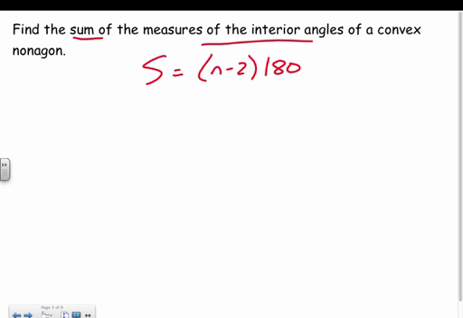Or it doesn't matter, I could write it the other way too: 180 times n minus 2. Whatever, however you want to think of it, because it's made up of triangles, right? How many triangles exist in that polygon?